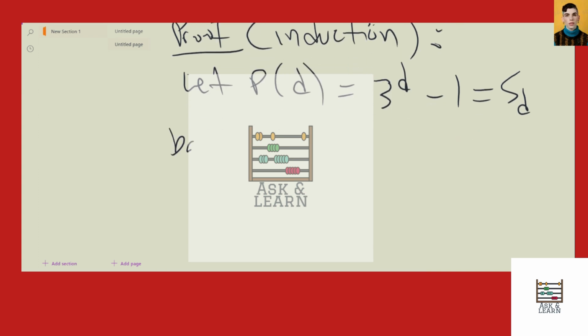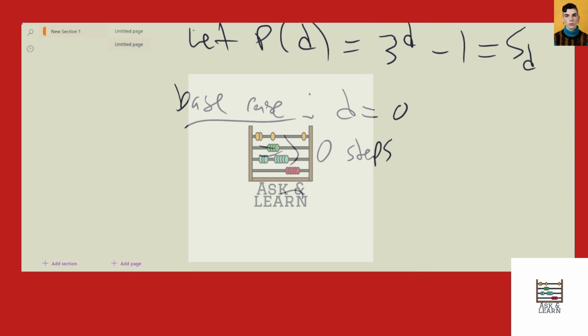And then we have our base case. So let's use a base case of 0 disks. If there are 0 disks, that's just 0 steps. And this works from the formula we have. 3 to the 0 minus 1 is just 1 minus 1, which is 0. The base case works.